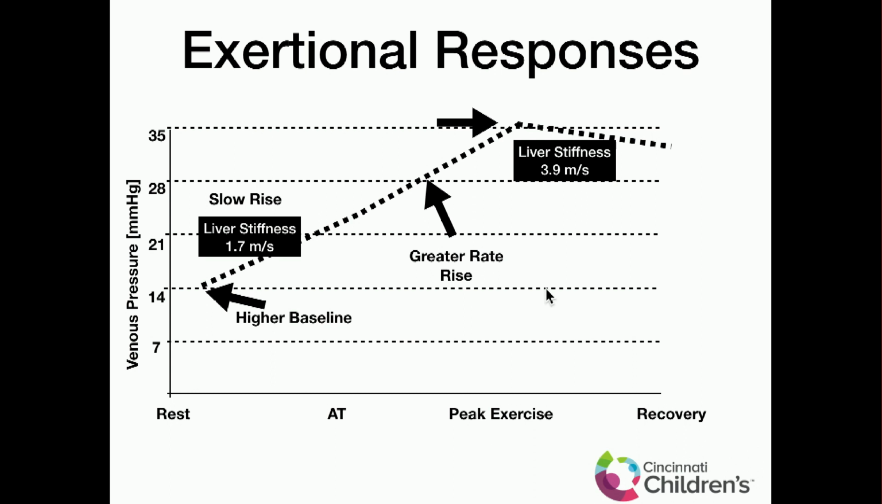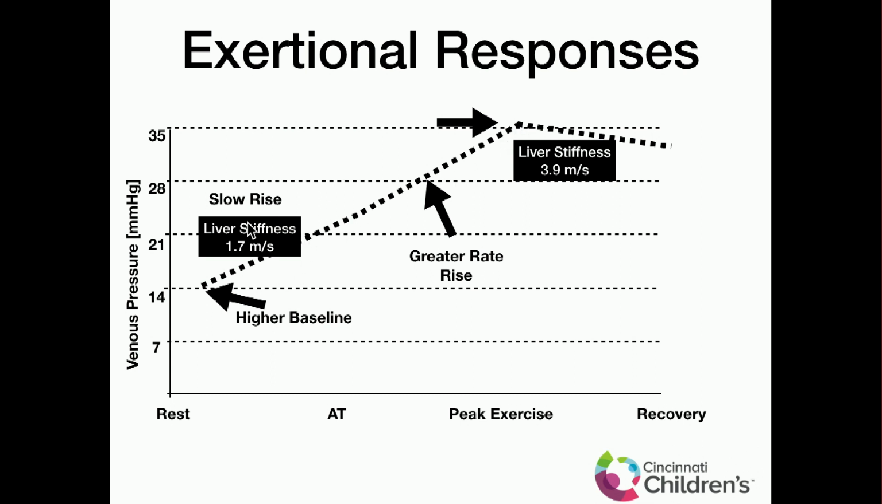So now the next component then is the venous circulation and venous pressure responses during exercise. And I've just taken a sample of a patient here who starts off with venous pressures pretty normal of 14. And this patient exercises and has a very rapid rise during anaerobic threshold and peak exercise to get to above 35 millimeters of mercury toward the end of exercise.